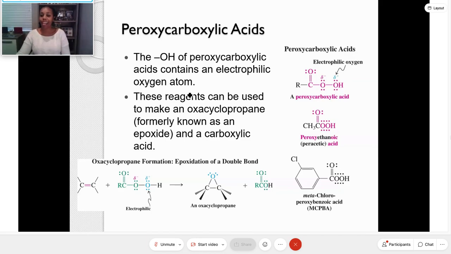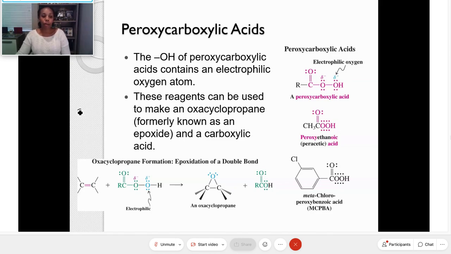So we're in the beginning of 12-10 now. We are going to learn about peroxycarboxylic acids. A few of you have asked me questions about this from the homework, and I said we haven't gotten to it yet. Here we are. So what is a peroxycarboxylic acid?